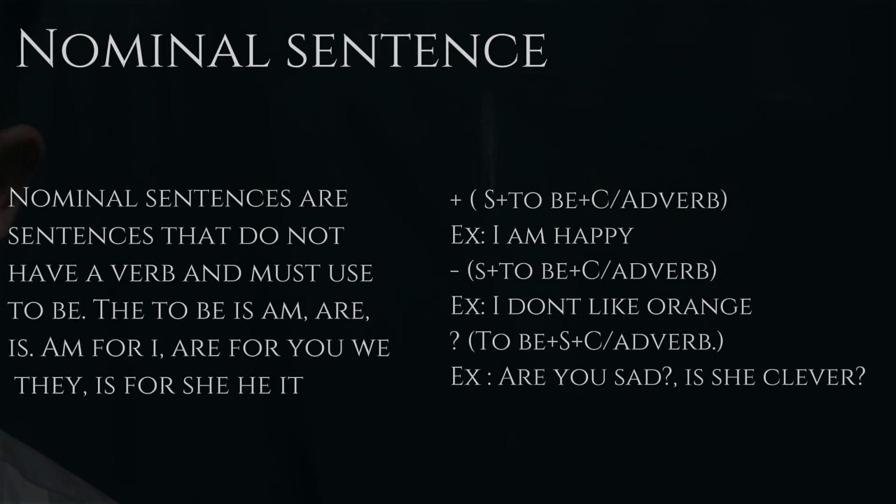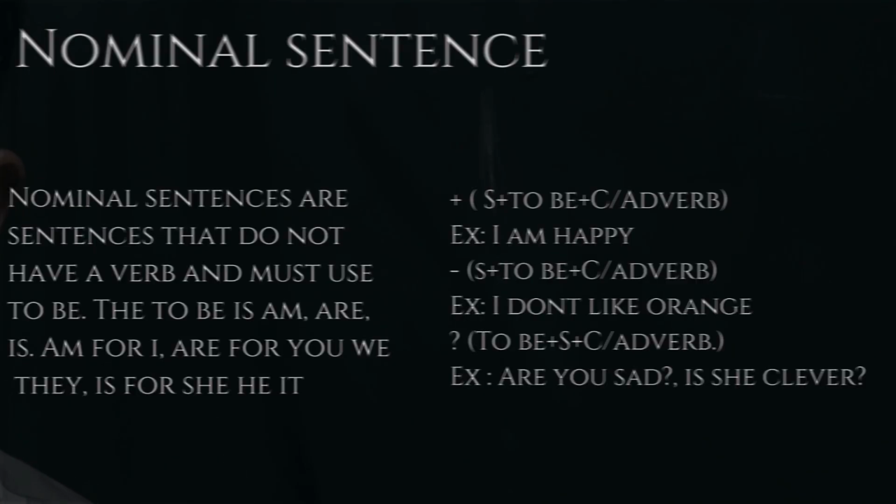The negative formula is subject plus to be plus not plus complement or adverb. For example, I don't like orange. Okay, the next formula is interrogative sentence. That is to be plus subject plus complement or adverb. For example, are you sad? Or is she clever? Yeah, like that.